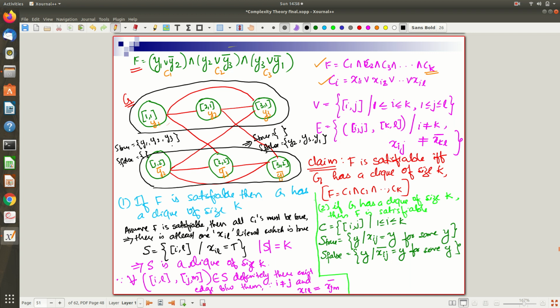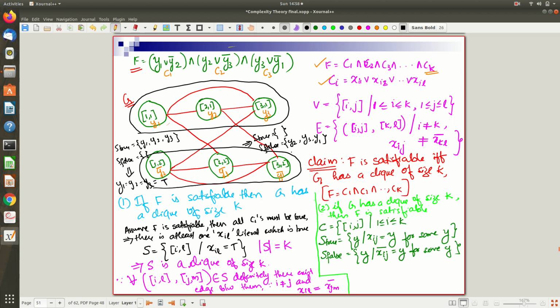Okay, so that's all. Now the final truth assignment is something like this: the true literals you give a true value, like y1 equal to y2 equal to y3 equal to true. This will be the truth assignment, correct? If you make y1, y2, and y3 true, that makes all three clauses true, and all together the formula is true. So that is a satisfying assignment.